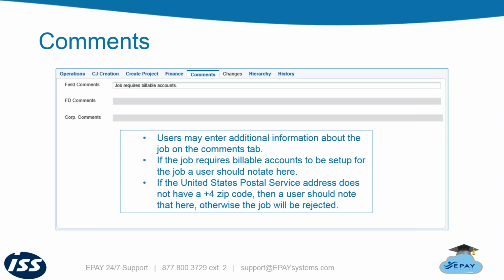And of course, if the United States Postal Service address does not have a +4 zip code for the address that you've entered for that CJ record, this is where you should make that note or comment. That way you don't have a rejected job and we know that there's a reason that +4 zip code was not entered.